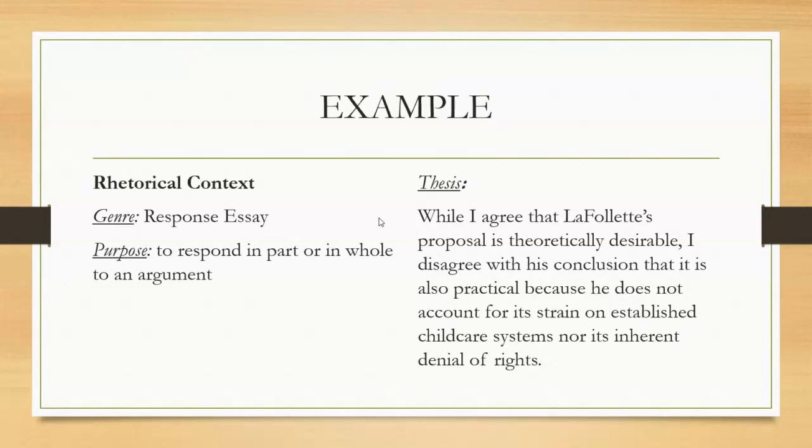It says, while I agree that La Follette's proposal is theoretically desirable, I disagree with his conclusion that it is also practical because he does not account for its strain on established child care systems nor its inherent denial of rights. So I'm going to take a moment. I want you to read over that. And what I want you to do is, 1, identify the topic. So what is this thesis statement referring to? What is the topic that's being discussed? And then what is the controlling idea? So where is it that we can see the controlling idea within the thesis? I'm going to pause this for just a second to give you a moment.